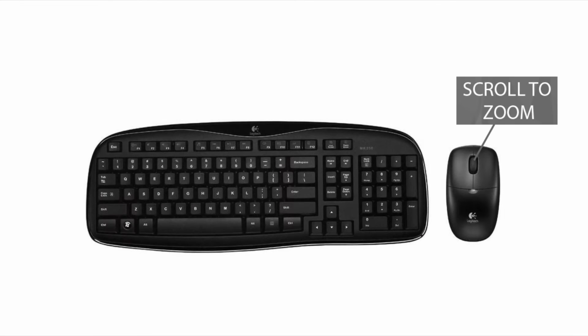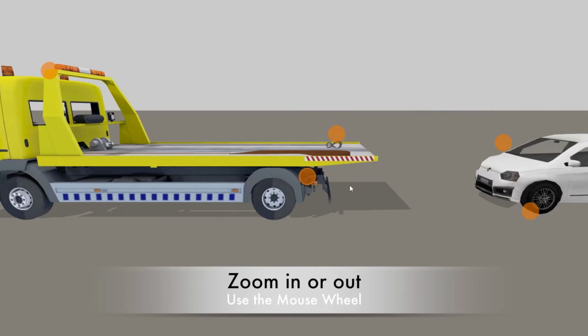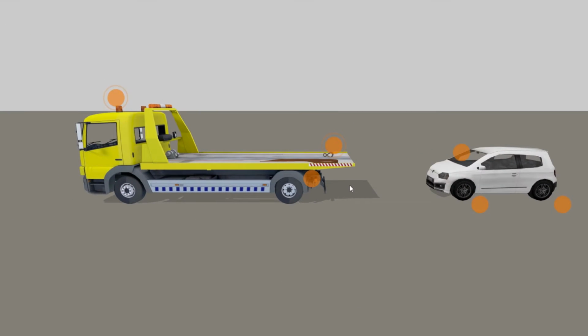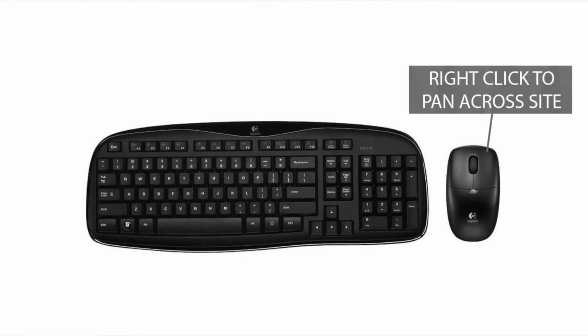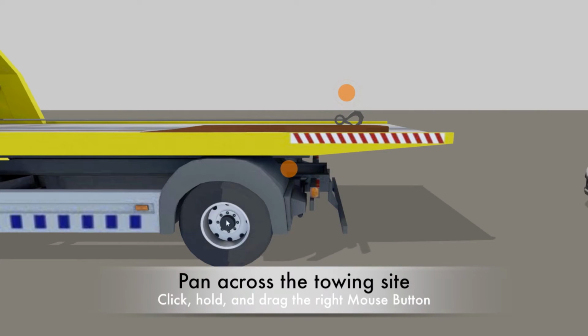Use your mouse wheel to zoom in and out of the scene. And click, hold, and drag the right mouse button to pan across the towing site.